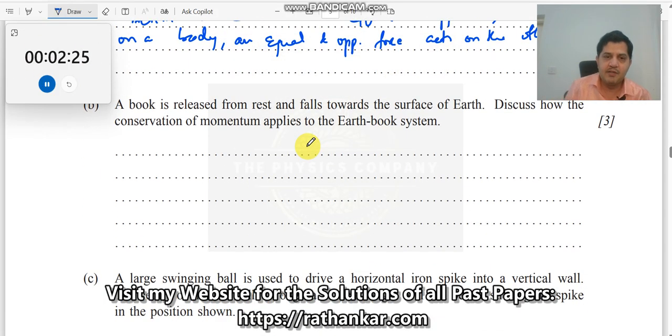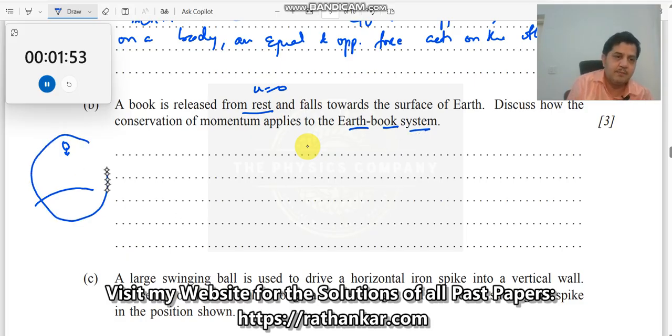Next, a book is released from rest, u equal to 0, and falls over the surface of the earth. So it is like this, this is the earth, and you are making the book fall from here. Then discuss how the conservation of momentum applies to the earth-book system. If I ask whether you can apply the conservation of momentum for the book alone, the definite answer is no, because the velocity is increasing, and it is because of the external force. But when you say the earth-book system, which means what?